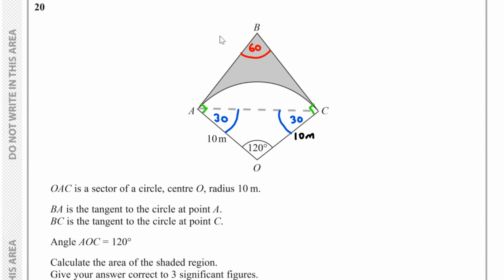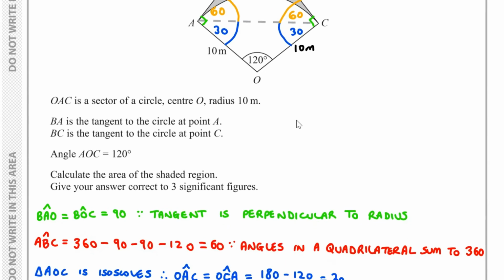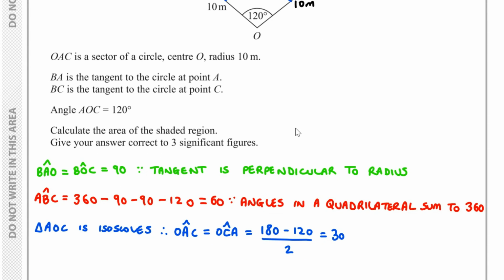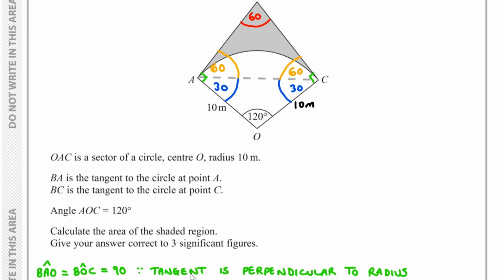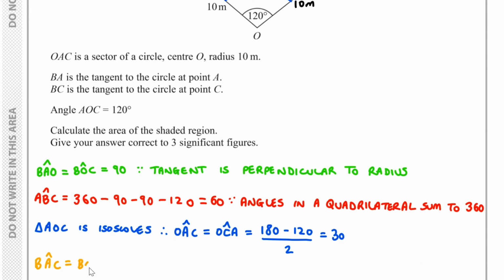So therefore, the angle over here will be 90 take away 30, which is 60. So we've got 60 degrees here, and we've also got 60 degrees here. So let's just write down the reason for that. BAC equals BCA, which is equal to 90 take away the 30, which is equal to 60 degrees.